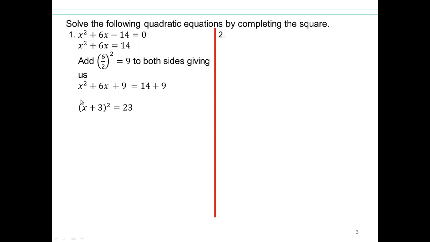This is clever because now we can solve. This equation we could not factor, but this equation we can solve. How do you undo squares? You take square roots. So x plus 3 equals plus or minus square root 23. And so subtract 3 on both sides, and there's your solutions.